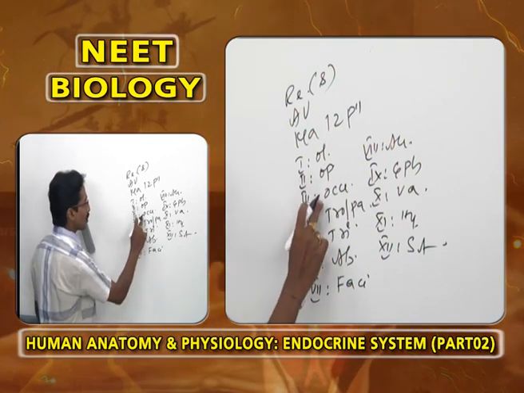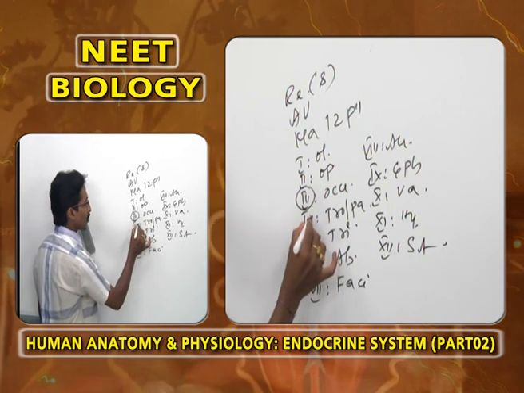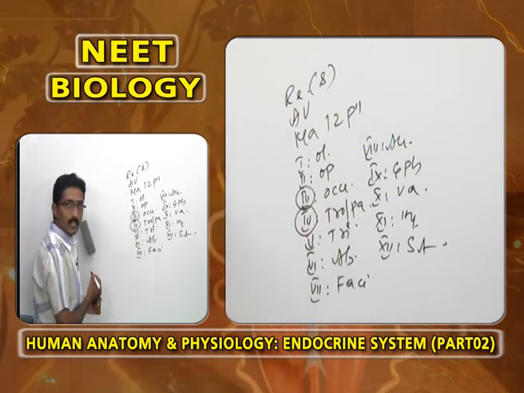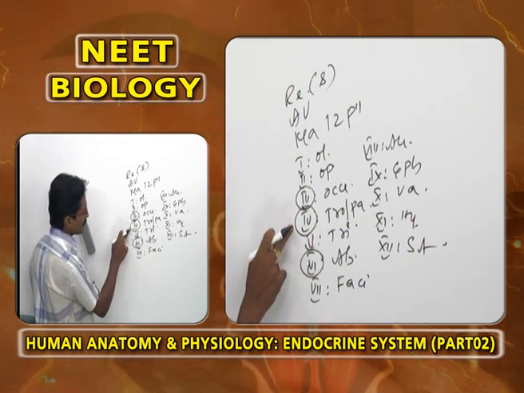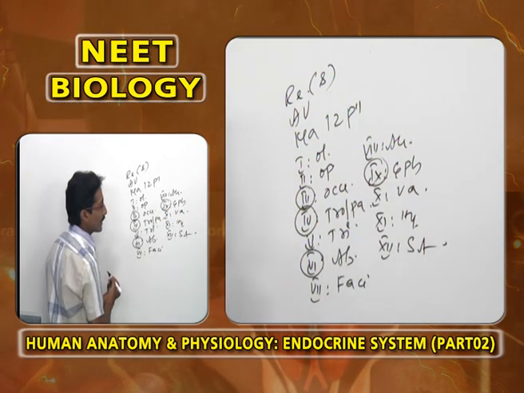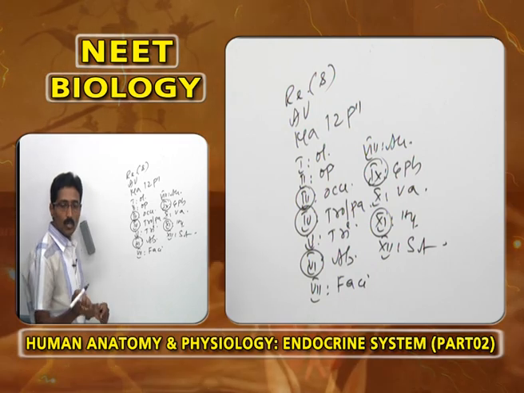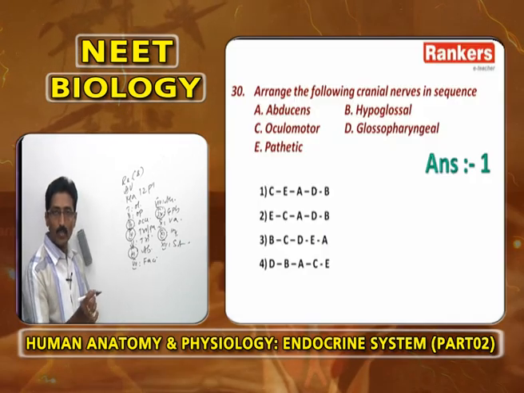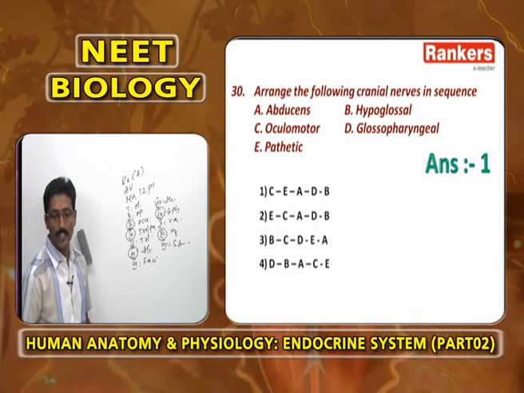Now oculomotor, this is the 3rd one. What about the trochlear or pathetic? That we call the 4th. Abducens 6th. So 3rd, 4th, 6th. What about the glossopharyngeal? 9th. And hypoglossal, that one we call the 11th. So based on this, we have to arrange the cranial nerves in order. Now we go for the next question.